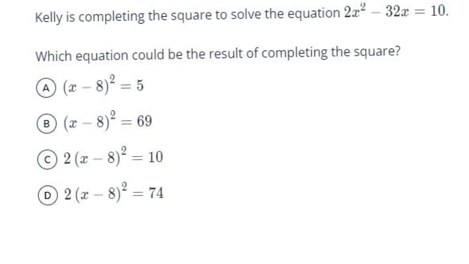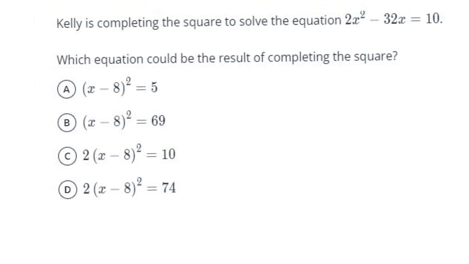Okay, this video is regarding number 25 on the benchmark, and we're going to call this complete the square. The problem reads, Kelly is completing the square to solve the equation 2x squared minus 32x equals 10. Which equation could be the result of completing the square?